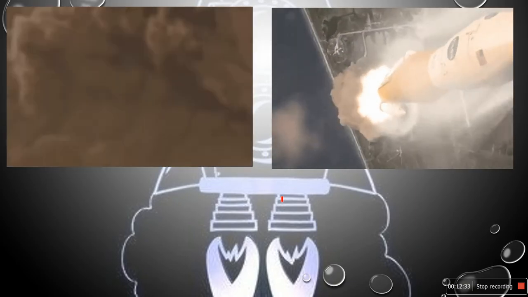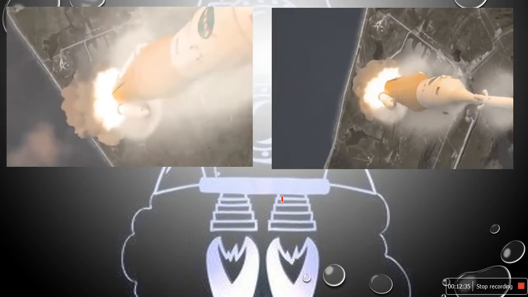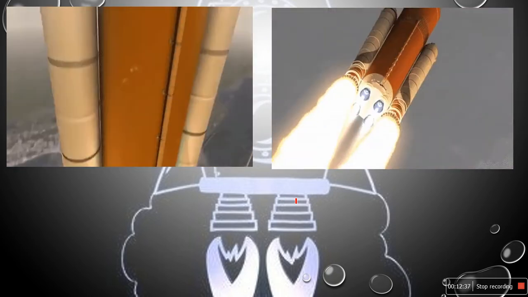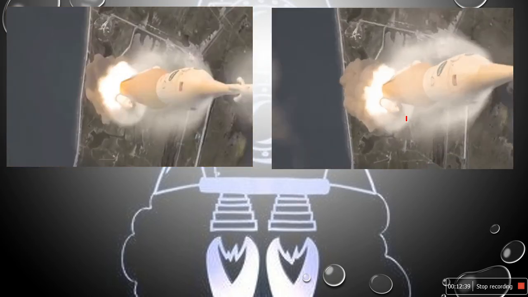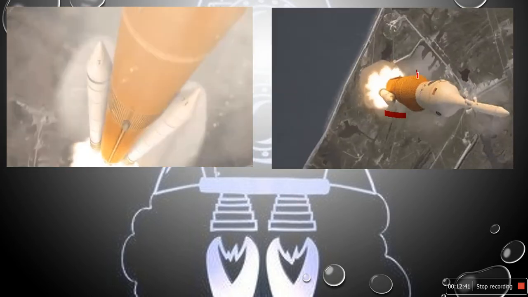With some animated videos, we understood what is the use of the solid propellant. If you see here, there are the solid propellants.